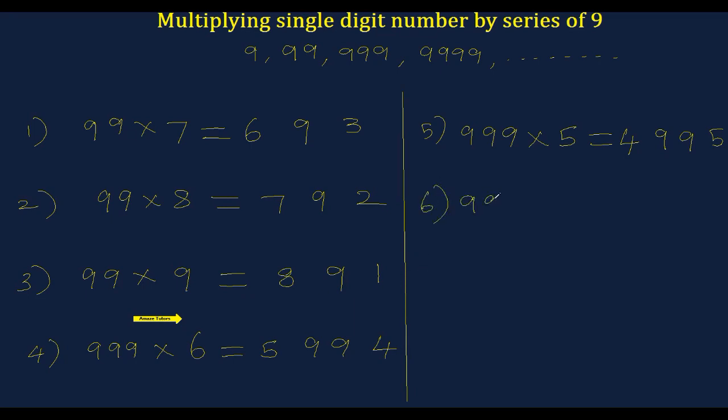Now 9999, we are increasing the number of 9s. Multiply that with maybe 4. Now what are 9 4s? From the table we know very well it is 36. Write 3 here and 6 here. How many 9s? 4 9s. Write 3 9s in the middle. That's all. So 39,996 is the answer. Do you find it easy and simple? Yes, it's really quick. Let's do some more.